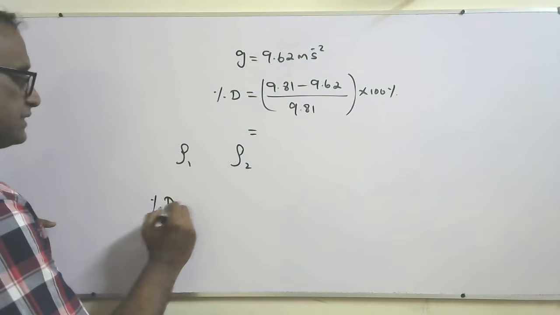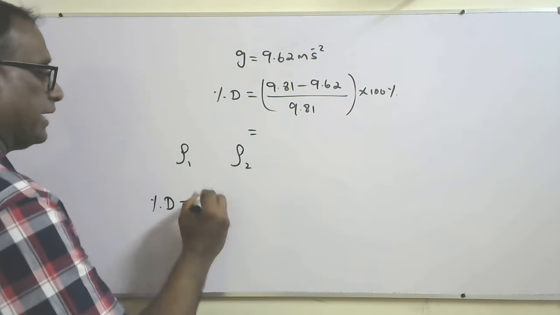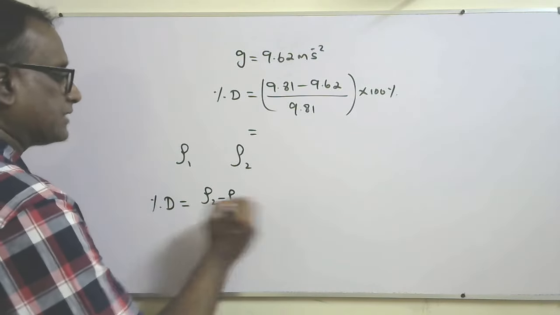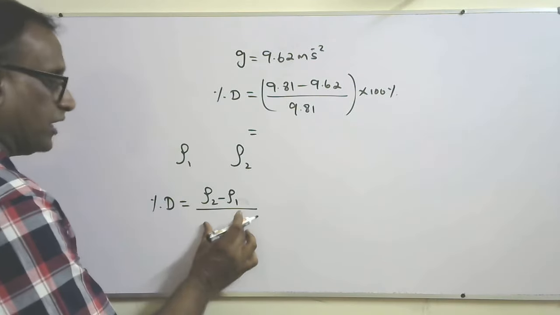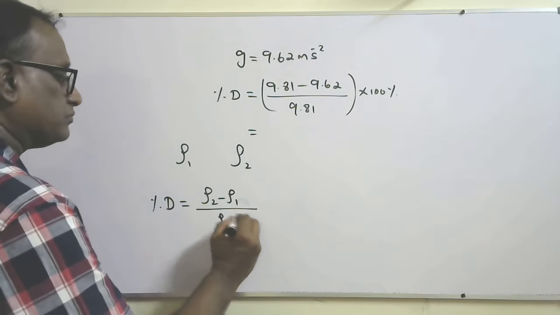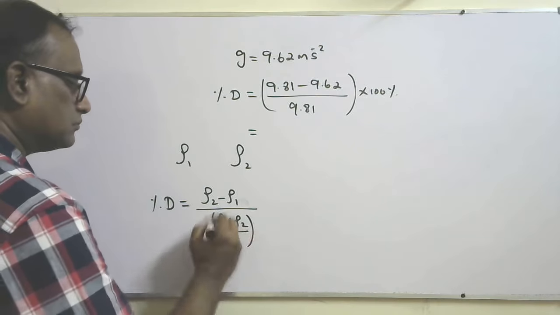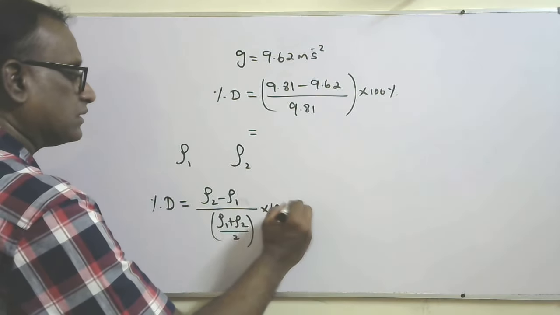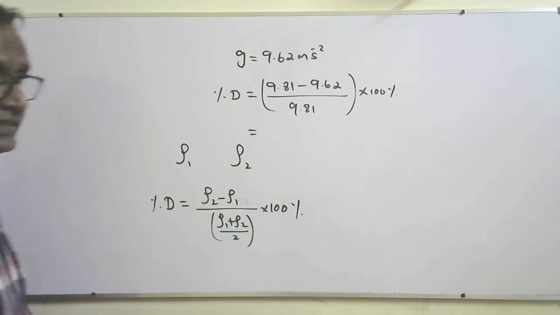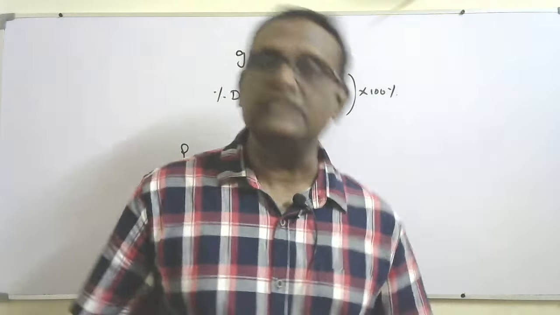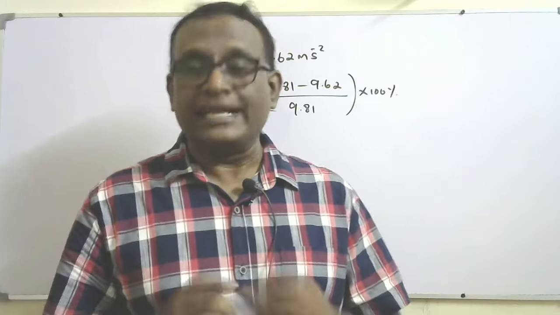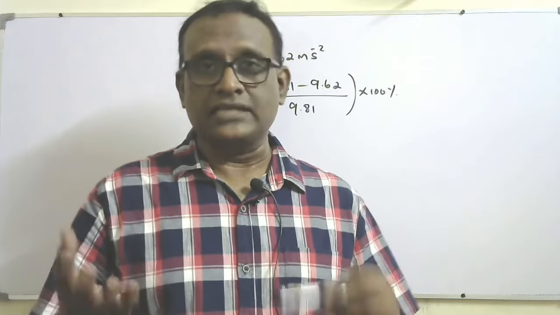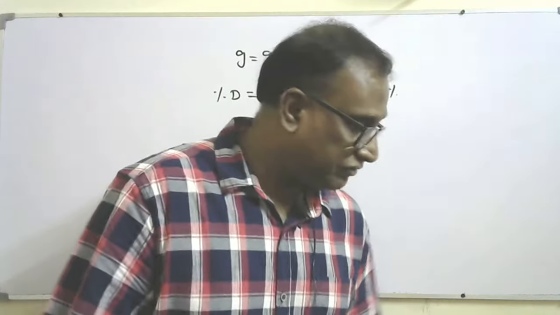So the percentage difference equals the difference over the mean. Subtract the smaller value from the larger value, over, since we don't know the actual value, the average value, the mean value, into 100. Okay, so that's the way we find the percentage difference between two different measured quantities. So that's all related to error calculation: uncertainties, percentage uncertainty, and percentage difference.